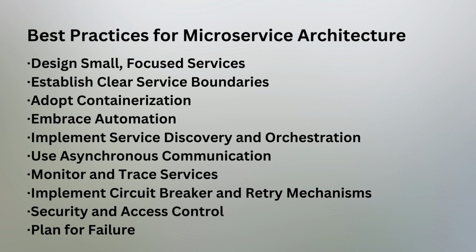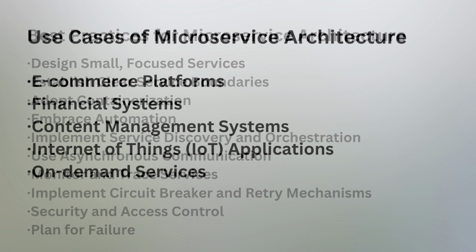Security and access control. Apply security measures like authentication, authorization, and encryption at the service level to protect sensitive data and ensure secure communication between services. Plan for failure. Design services with the assumption that failures will occur. Implement strategies such as timeouts, retries, and circuit breakers to handle service unavailability or degraded performance.